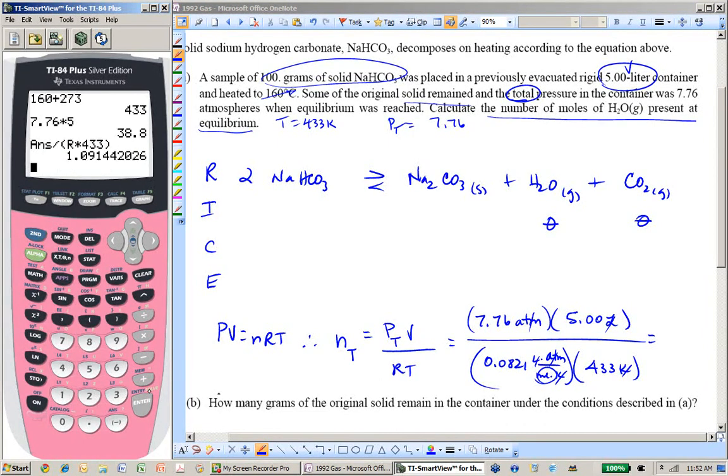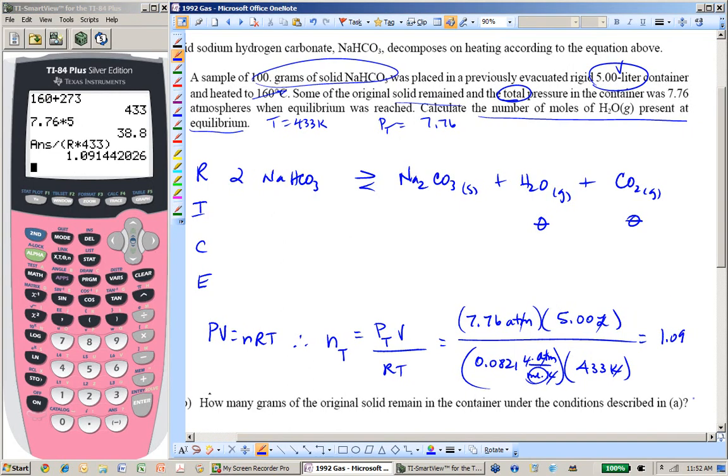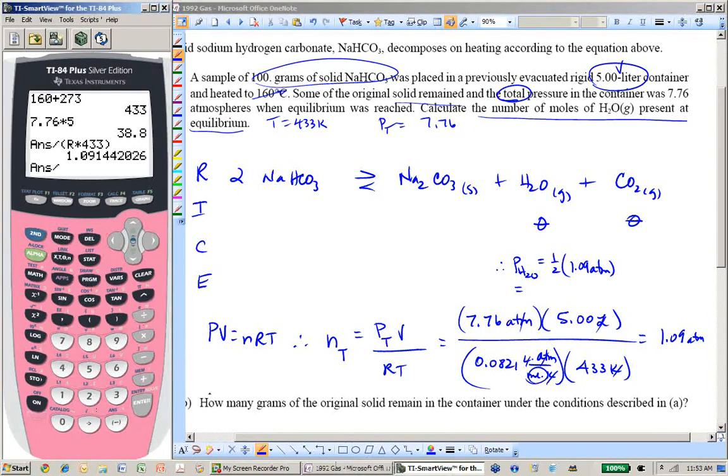Close the paren. 1.09, therefore the pressure of H2O equals 1/2 of 1.09 atmospheres at equilibrium equals, well, why did I do 0.2? That was dumb. I also could do it in my head, right? 0.545.